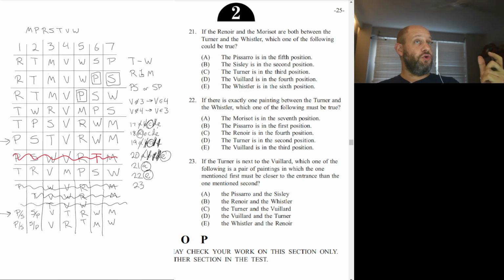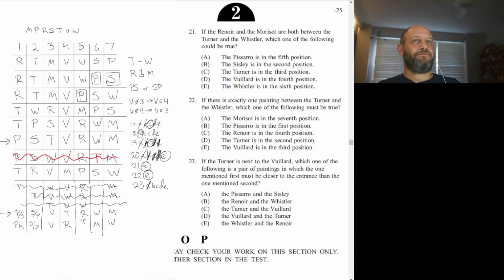Because it's a must be true, right? Must be closer to the entrance. So if I can show that any of them are false, are not true in any iteration, then they're not the right answer. They don't have to be true. So let me write out my A, B, C, D, E. Does P have to be before S? And the answer is no. It can go in either direction, right? Look at that second one that I put the arrow next to. It could go PS or SP. It's actually true of the first one, too.